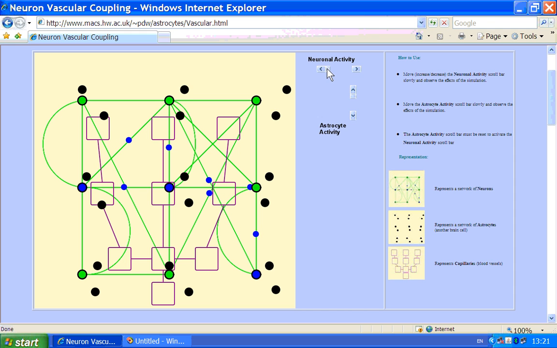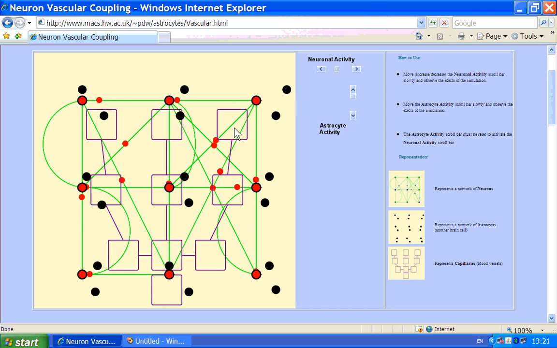I'm going to turn up the neuronal activity here with this slide bar. See how the blue signals become more numerous. If I turn it up further, all neurons are blue now. They are sending signals to each other. Now you start getting red signals. They are very intense signals of the neurons.